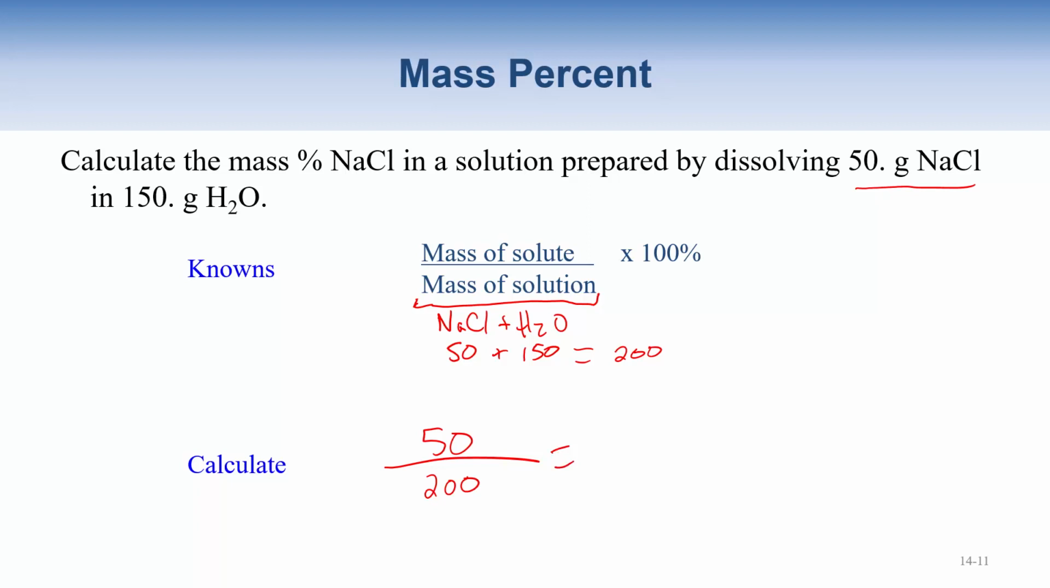And then once we get our answer there, we're going to multiply that by 100%. So 50 divided by 200 gives us 0.25, and we multiply that by 100%, and we get 25%. So what's the mass percent? 25%.